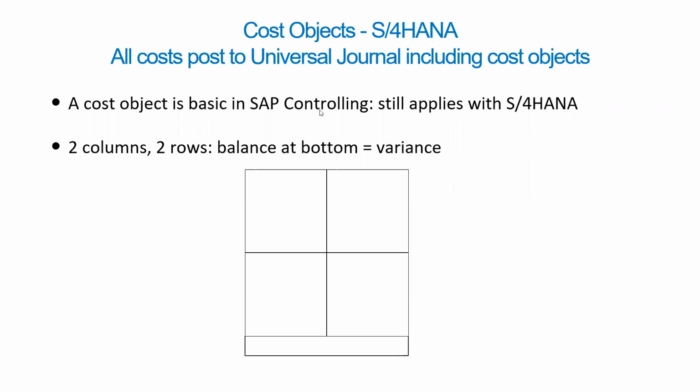So cost objects still apply in S4HANA. Now the difference is that when it posts to the Universal Journal, the cost objects post to the Universal Journal as well. They were always independent before. But what is a cost object then? Let's proceed with that.